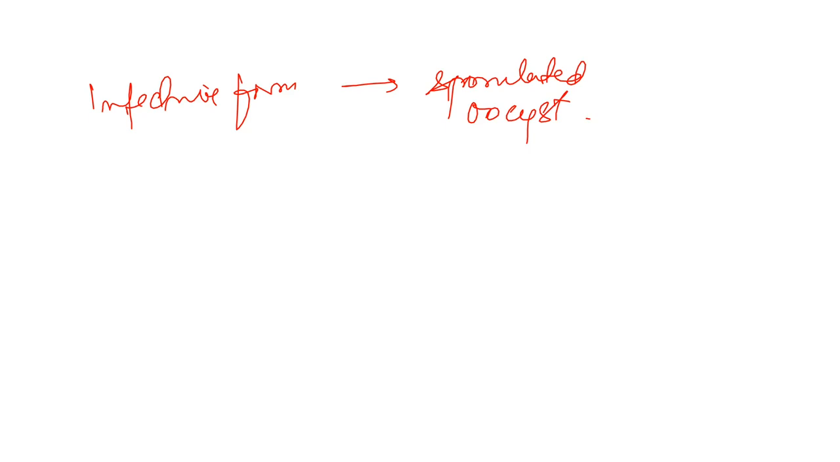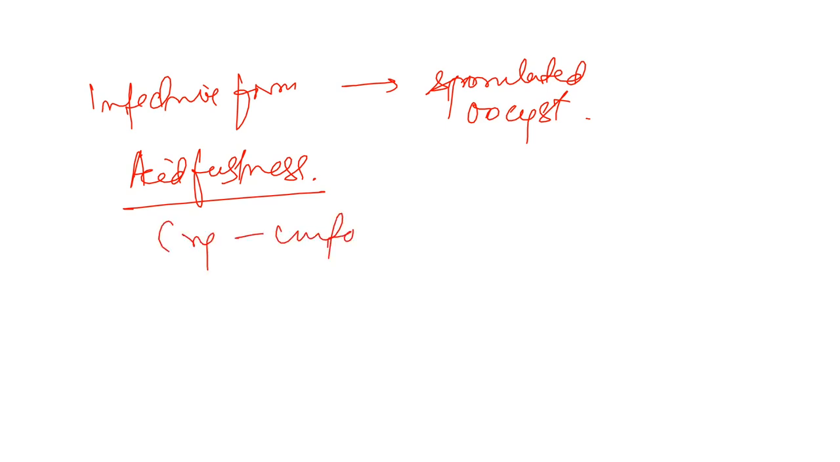ठीक है? We are done with that. Now 4 to 6 हो गया, 8 to 12 हो गया, 23 to 36 हो गया. Now we'll be learning about acid fastness. So यह जो क्रिप्टोस्पोरिडियम है, Cryptosporidium is uniformly acid fast, ठीक है.